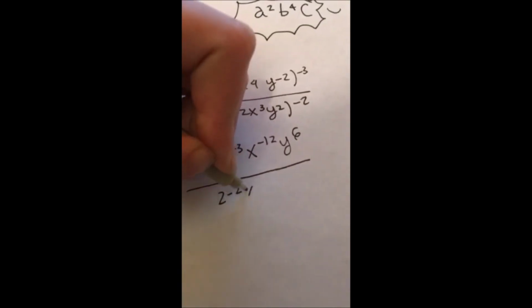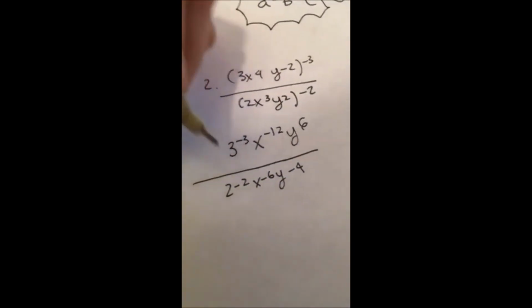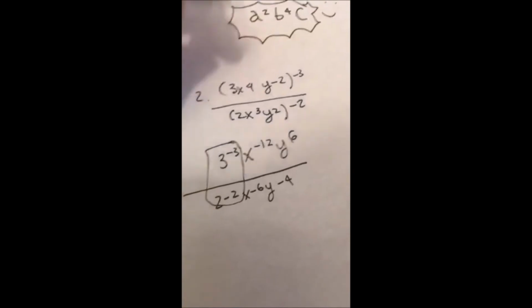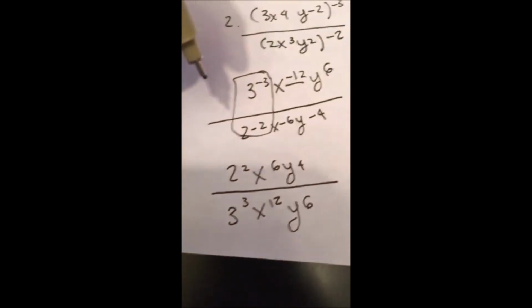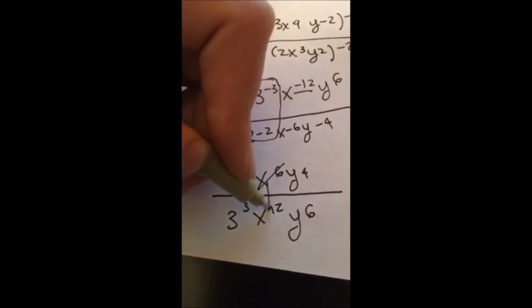So now you have a lot of negative exponents, and this is where our next rule, the negative exponent rule, comes in. You're going to flip everything. So all the negative exponents on the numerator will go to the denominator, and all the negative exponents on the denominator will go to the numerator.